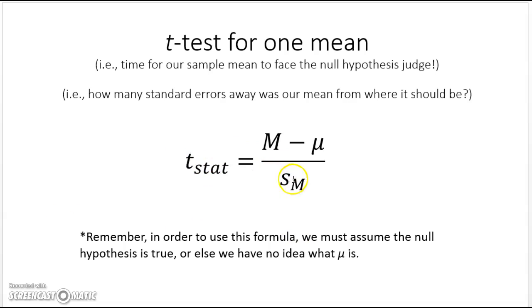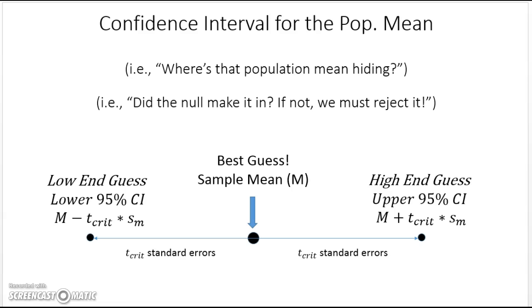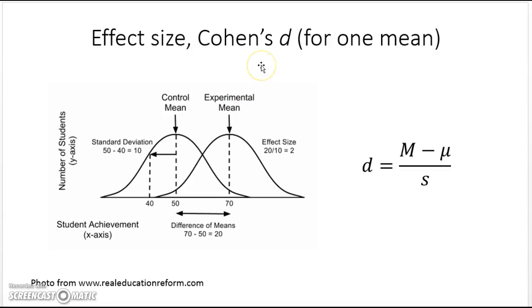Here, on the other hand, we're seeing how far our sample mean is away from the null hypothesis in terms of standard errors. And then we compare that to the t-distribution. If this t-stat is too far away, if we're just too many standard errors away from the hypothesized population mean, then we just reject the null. So both of those are showing the statistical significance.